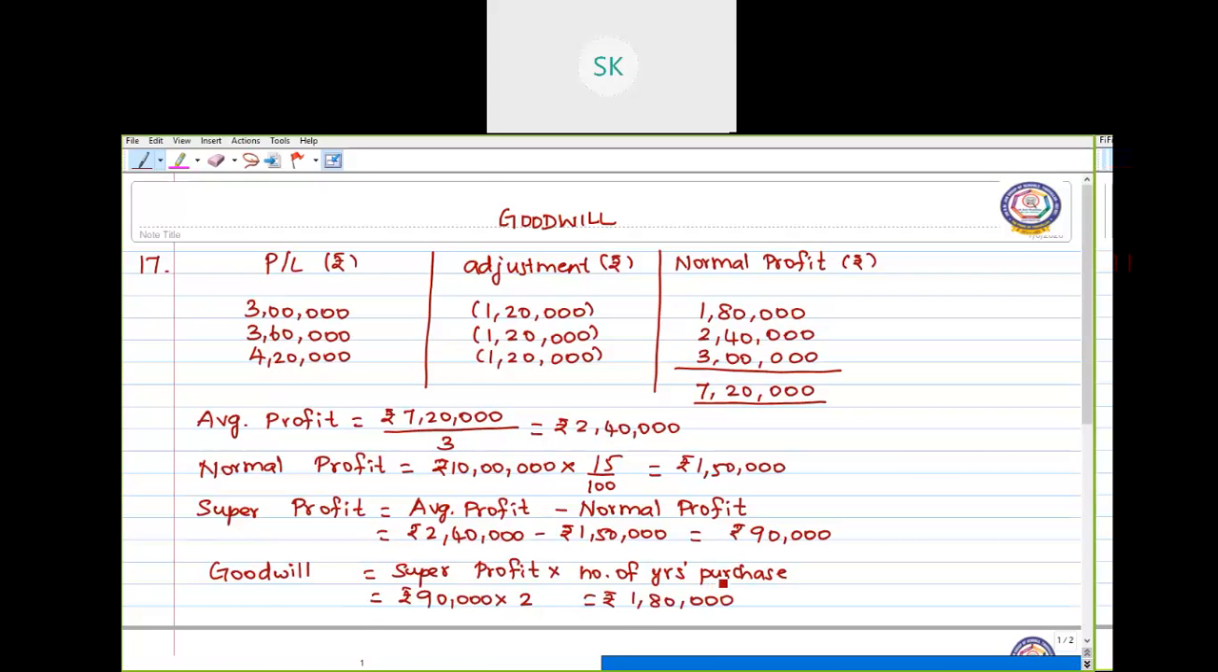So this is how we have to calculate the value of goodwill by using the super profit method.